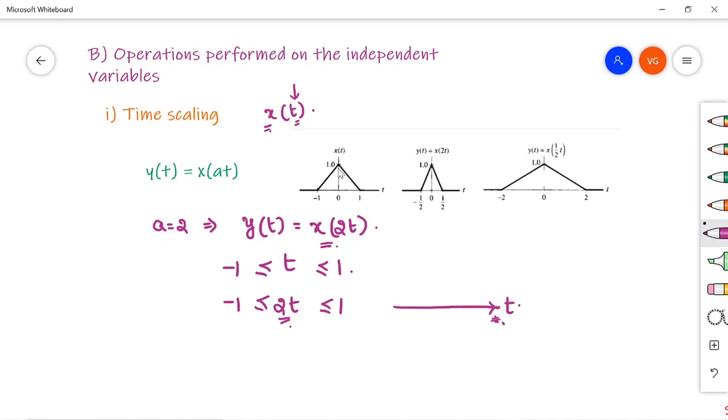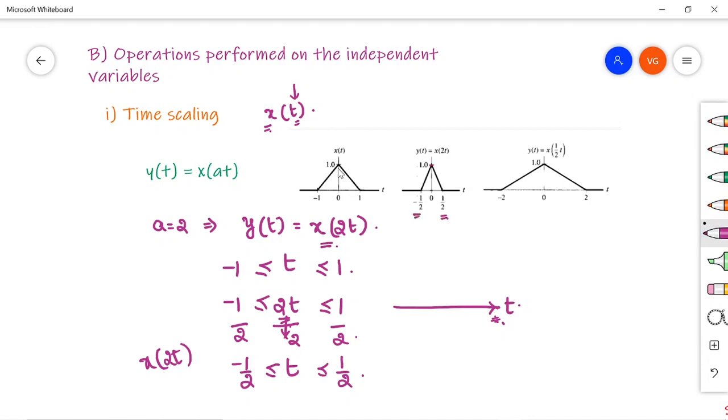Now what happens? You just write it for t. That is, just divide both sides by 2. Then t will be greater than or equal to -1/2 and less than or equal to 1/2. That is the limits of the new signal, the time scaled signal x of 2t, which will be from -1/2 to 1/2. See here, -1/2 to 1/2.